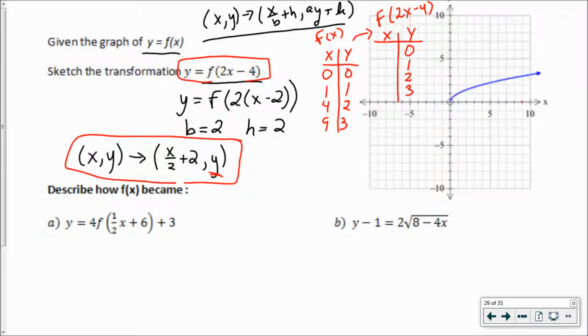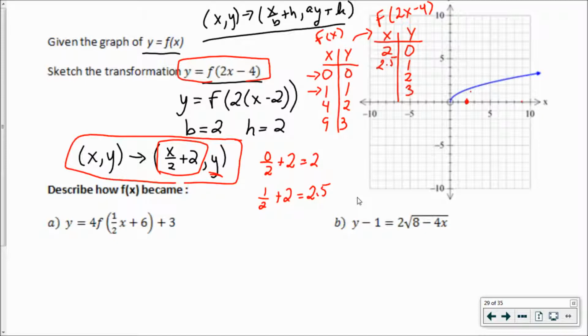So the first value is 0. So I might just pop that in there. 0 divided by 2 plus 2. Well, that's 2. So there's my first point, 2, comma 0. I might plot that. Next one, 1 over 2 plus 2. Again, if you're not sure what I'm doing, I'm putting these values of x into my mapping notation to then get the coordinate. So 2 plus a half is 2.5. So 2.5, comma 1, that's about there.